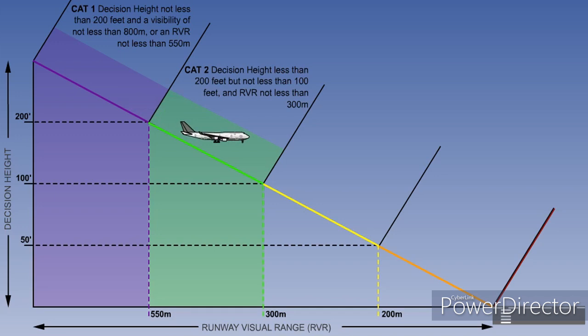Category 2 is defined as a precision instrument approach and landing, with a decision height lower than 200 feet, but not lower than 100 feet, and a runway visual range not less than 300 meters. The decision height is based on the radio altimeter.